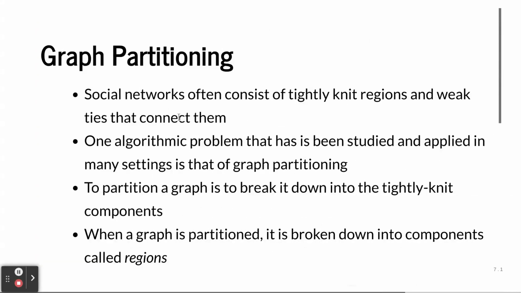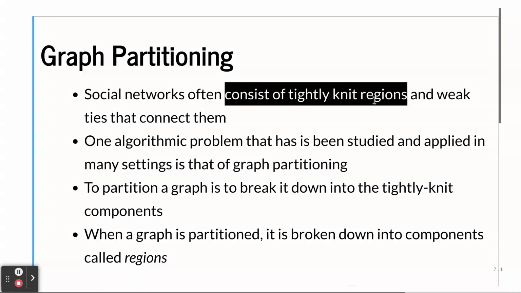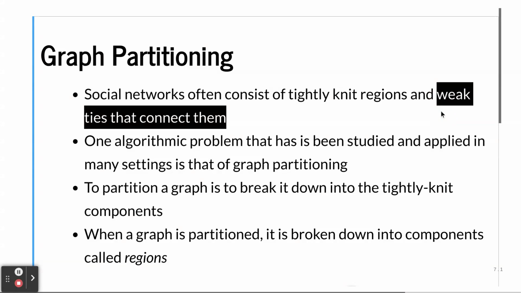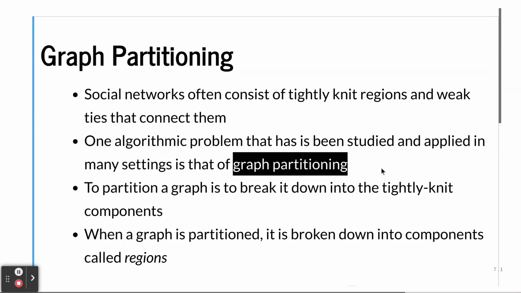Now let's continue on this idea of how many networks, especially social networks, consist of some tightly knit regions of common friends, and then maybe some weak ties that serve as local bridges to connect them. If we have this type of structure, there is an important class of algorithms that have been studied that partition our graph. And when we partition a graph, what we mean is that we break it down into the tightly knit components.